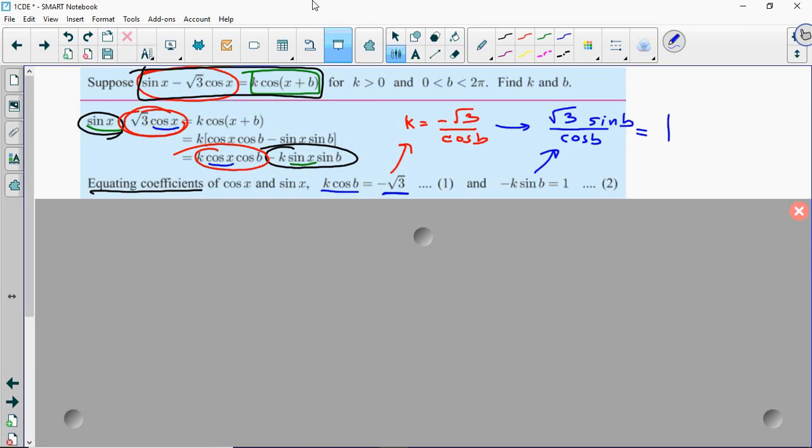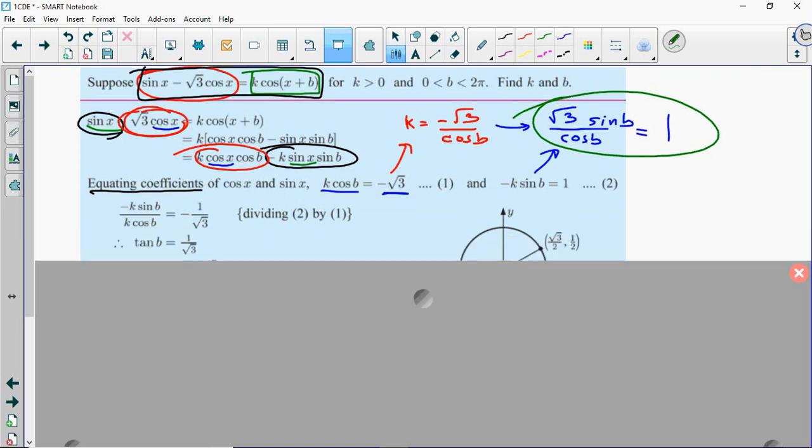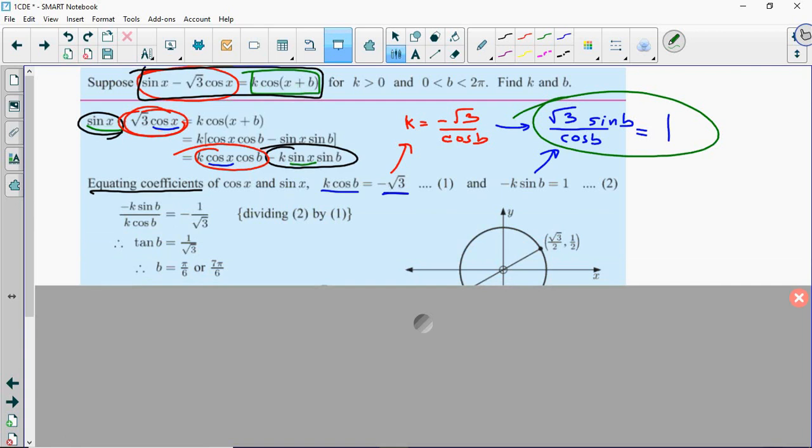The way that I like to think of it is to take the cosine equation there and solve it for k. So you get k is equal to negative root 3 over cosine of b, and then substitute that value for k into the second equation. And then you can see here that we're going to get tangent of b is equal to 1 over the square root of 3. And that's something that we should be able to solve. The way the book does it is a little bit different. They divide one entire equation by the other, but you see that they're going to get the exact same thing that we did. And so we solve that and we get that b is either going to be equal to pi over 6 or 7 pi over 6.